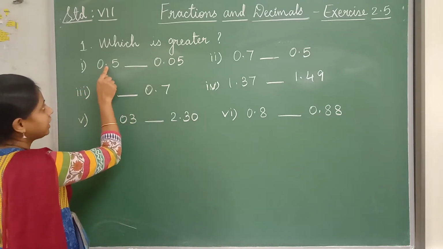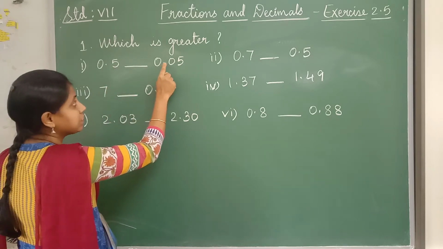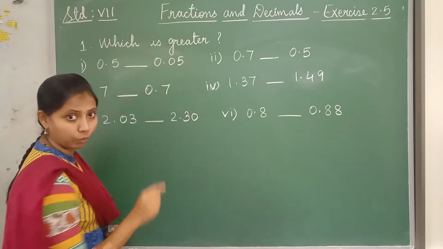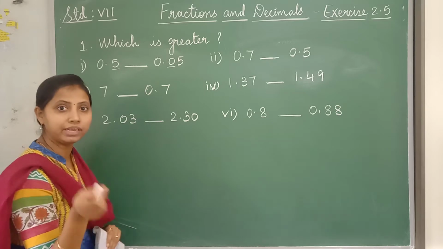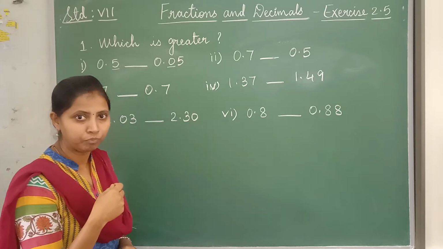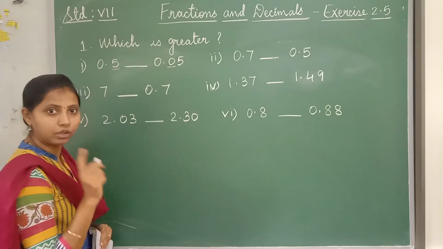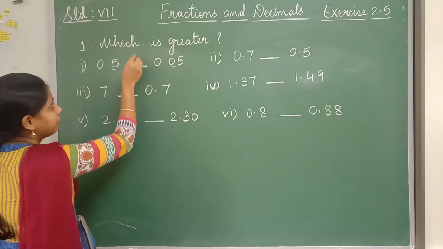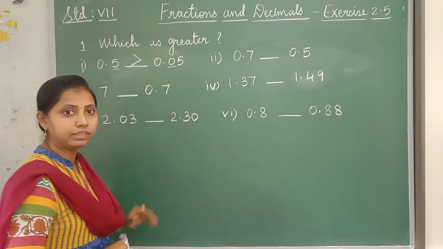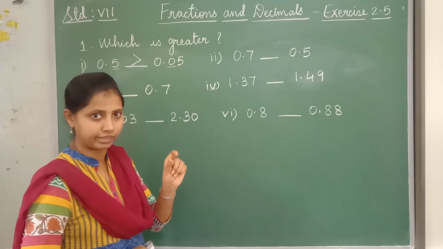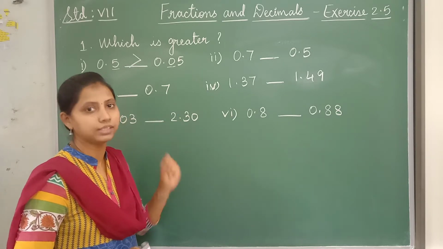Now after the decimal point the next digit here is 5, and here after the decimal point the next digit is 0. So now we can compare 5 and 0. In 5 and 0, 5 is greater, isn't it children? So therefore 0.5 will be greater than 0.05. Okay, so like this you have to go on comparing digit-wise from one decimal to the other and then write down which one is greater.